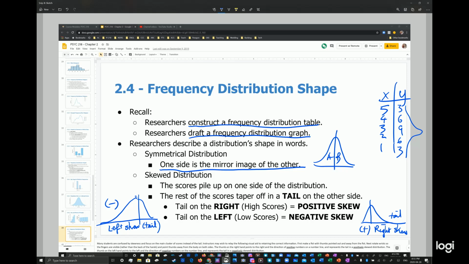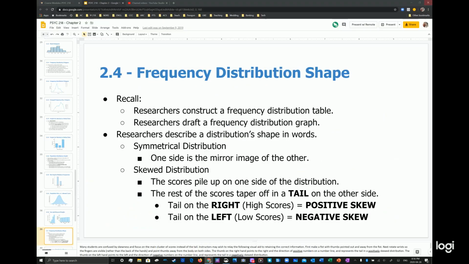So again, symmetrical means one side is the same as the other in the distribution. A positive skew is on the right side, a right tail, if you look at the frequency distribution curve. And the skew means tail. That means fewer people score that value. Okay, and negative skew is left skew or left tail.